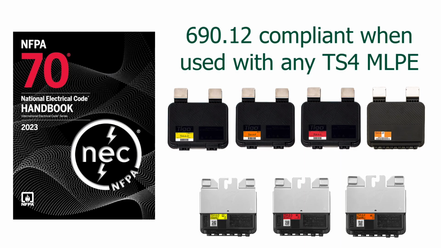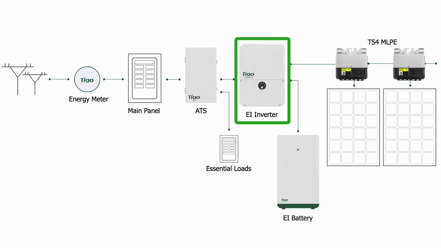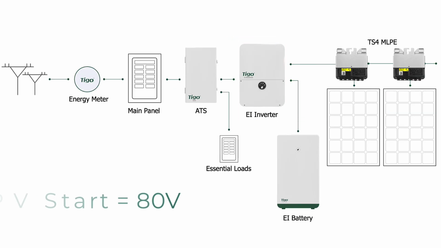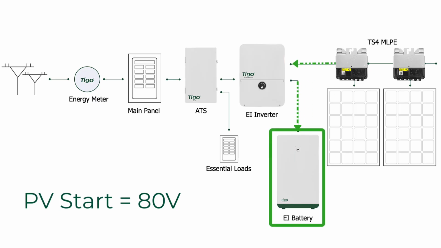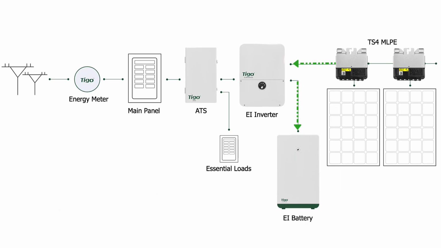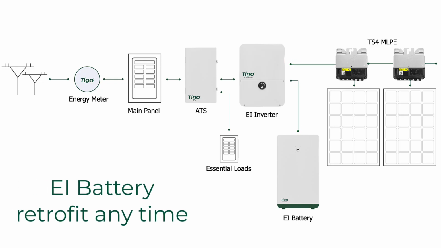No worries when it comes to rapid shutdown compliance. When the EI inverter is used with Tigo's TS4 O&F products, it's integrated. The inverter shown here in this simple diagram has a PV start of only 80 volts, which means it will start up early in the morning. That solar energy can be used to charge the Tigo EI battery, if installed. You can add a Tigo battery at any time, and it seamlessly integrates into the existing PV system.